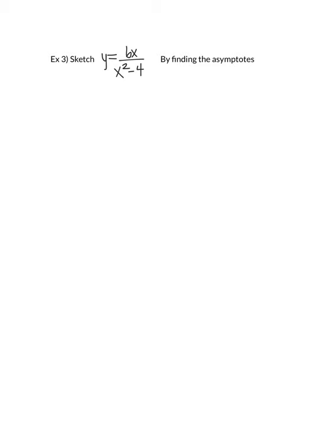So example 3 says sketch y equals 6x over x squared minus 4 by finding the asymptotes. I am going to do my vertical asymptotes first, and remember what we're doing is we're setting our denominator equal to 0. Again, I have a difference of squares. I could factor x minus 2, x plus 2.